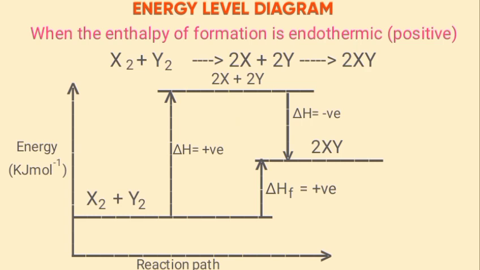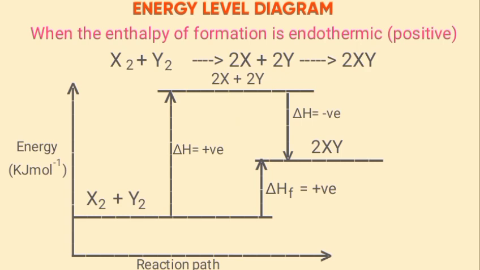Now from the diagram above, note that bond breaking is always endothermic, so the arrow faces up. Bond formation is always exothermic, so the arrow faces down. Now because the bond formation energy is less than the bond breaking energy, the overall enthalpy of formation is positive, so the arrow faces up.